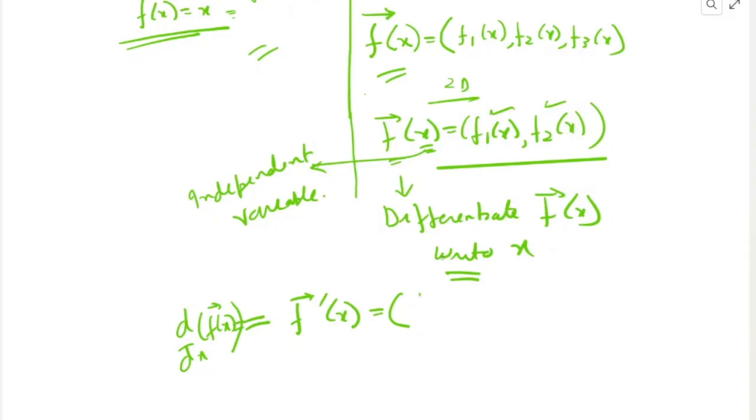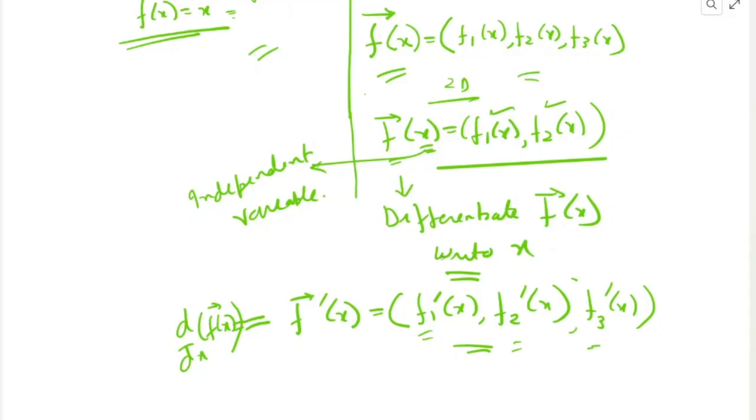This formula we have already derived in the last class. I will just use it right now. F1 dash x, F2 dash x if you are dealing with the 2D case, or if you are dealing with the 3D one, then it will be F3 dash x. If you want to memorize the formula, you have to differentiate component-wise.